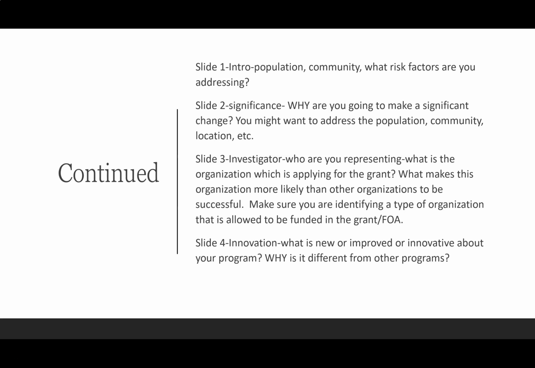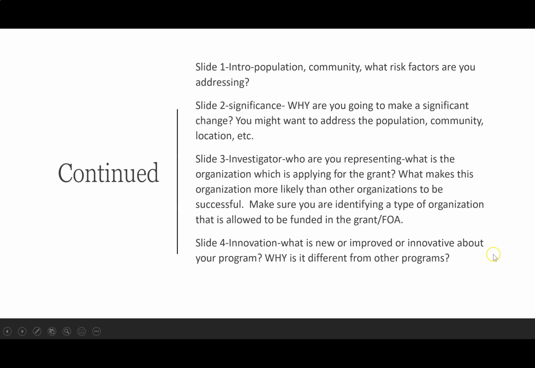Next, slide 3, you need to tell us who you represent. If you go back to online assignment 2, which was about the grant, it asks you who's allowed to apply for this grant. You need to represent one of those organizations that's identified in the grant. You need to explain why this organization is capable of making this program run or why it's relevant to this grant.